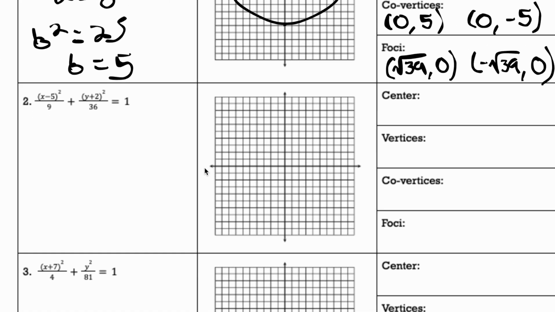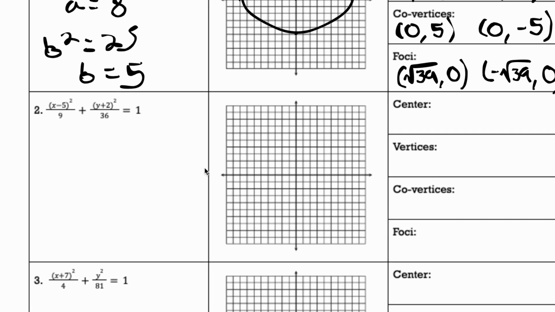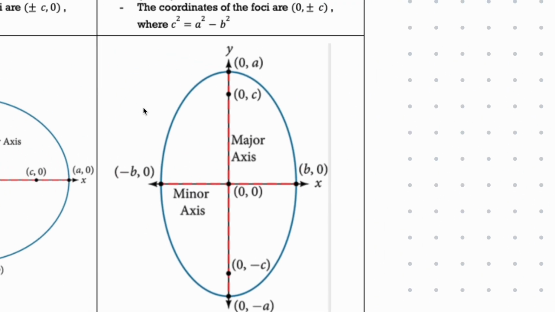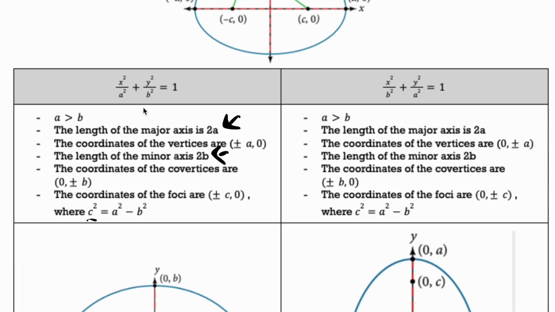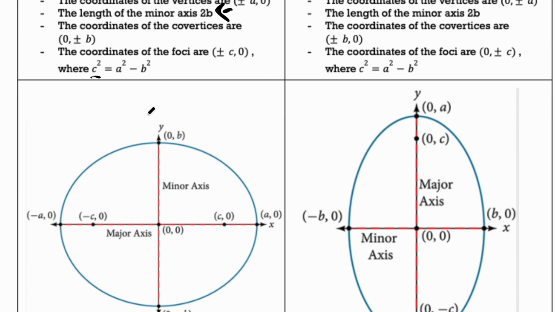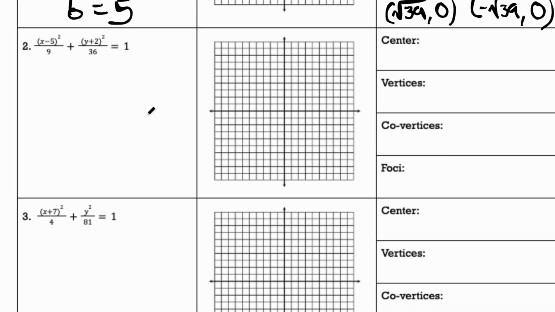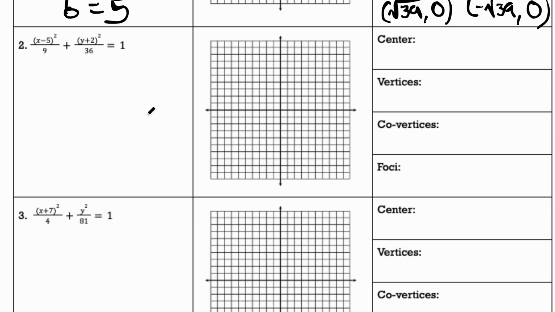If we move down to this problem, now we have x minus 5 squared over 9 plus y plus 2 squared over 36 equals 1. And one thing we'll notice also is all of our equations for an ellipse are going to be equal to 1. So when we're given an equation for an ellipse in a different form that's not in standard form, we want it to revert back so it always equals 1.